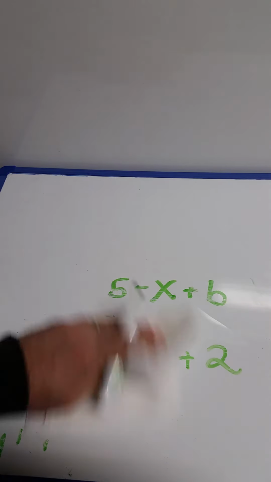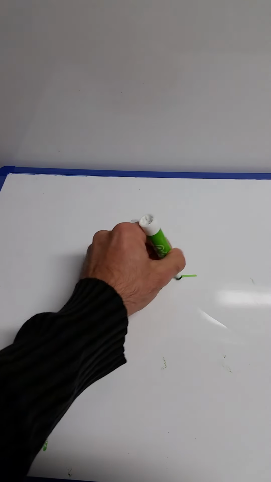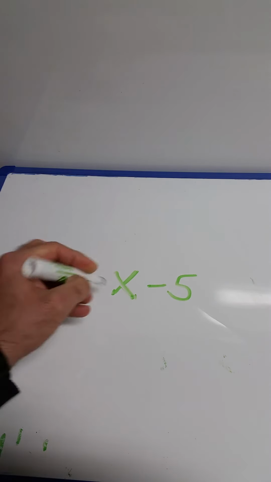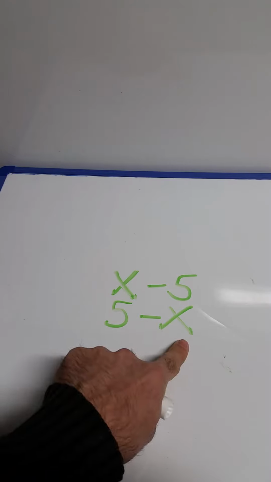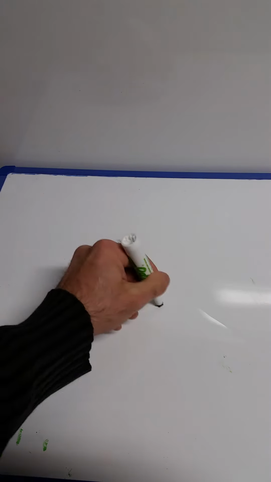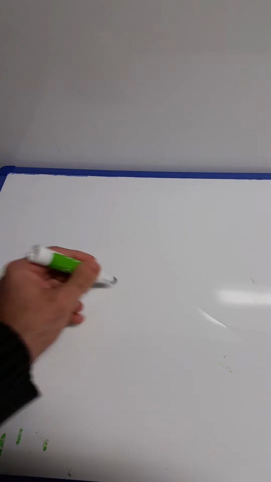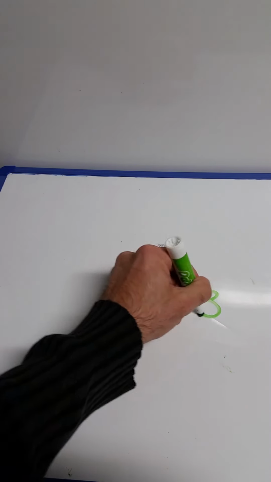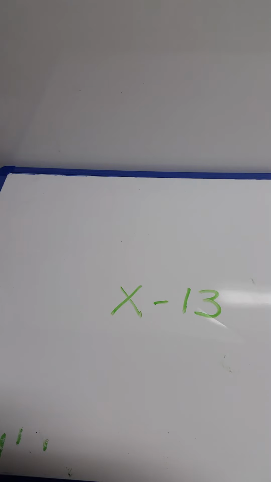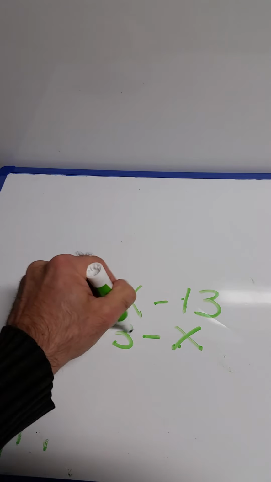Let me write some more. Let's see if we get this one down, because less than is the most difficult one. This says 5 less than a number. This says a number less than 5. How would you say this? This says a number less than 6. How would you say this? This says 13 less than a number. If I wrote it like this, it would be a number less than 13.